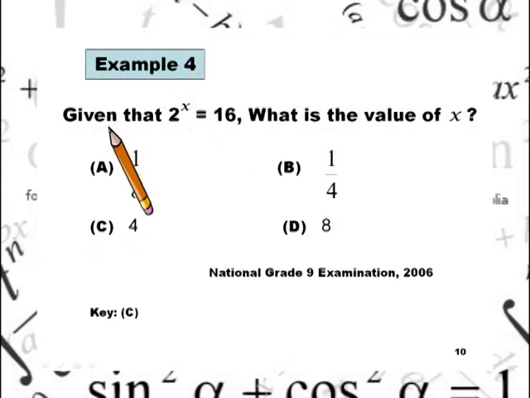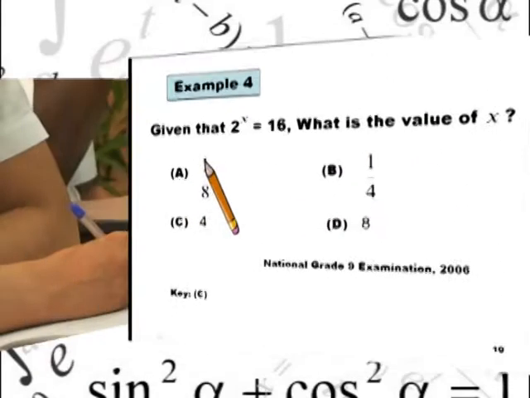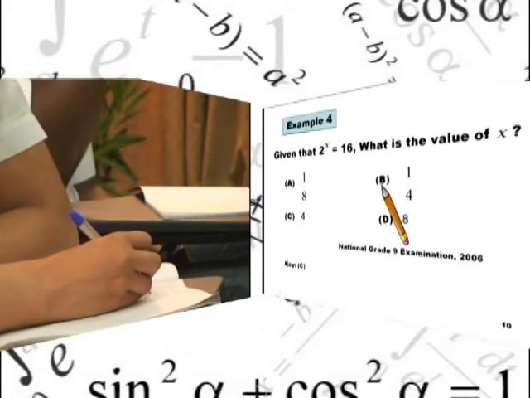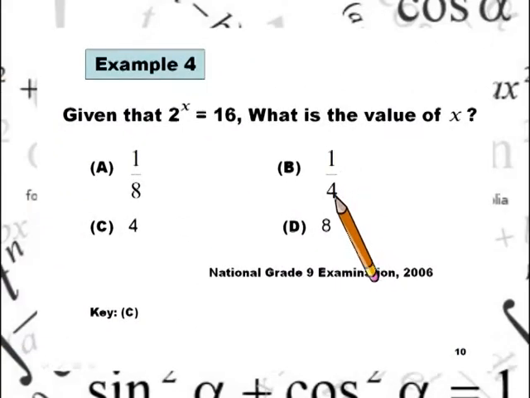Example 5. Given that 2 to the x equals 16, what is the value of x? A, 1/8. B, a quarter. C, 4. D, 8. This question was taken from the National Grade 9 Examination 2006 and the answer is C, 4.